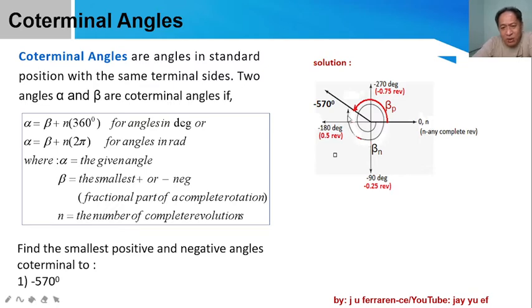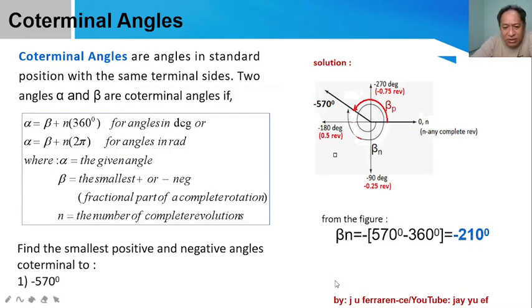Now, this fractional part of a complete rotation represents your angle that is coterminal to the given, and this is the smallest negative angle. But if you consider the same terminal side and take a counterclockwise direction from the positive x-axis to the same terminal side, then this is the smallest positive angle. The value of this angle can be identified by having 90, another 90, then 30, so that is negative 210 degrees. That can be seen from the figure.